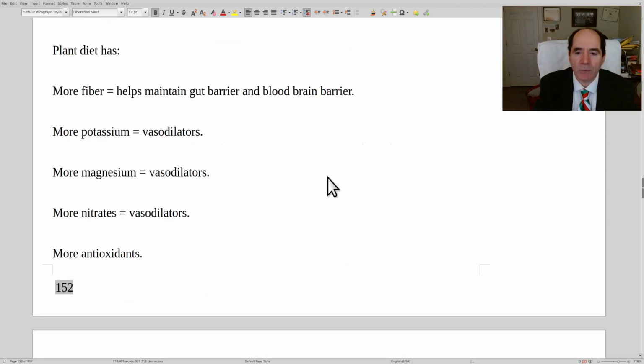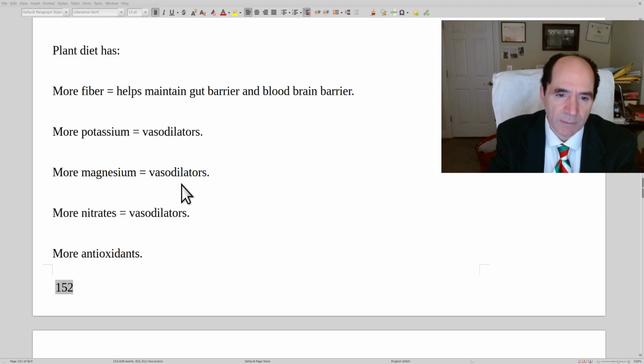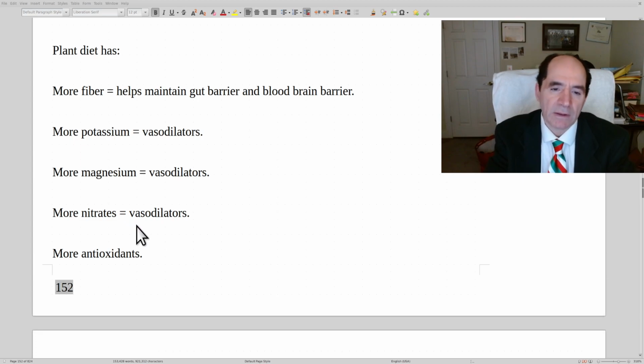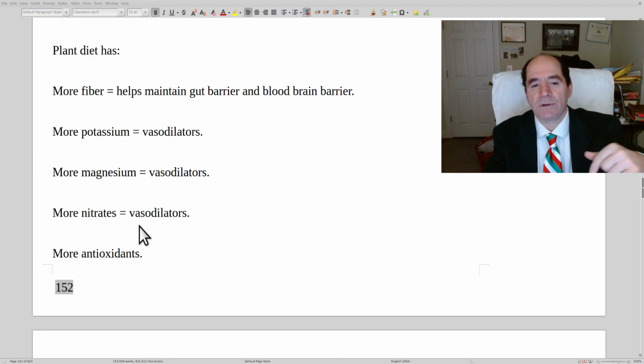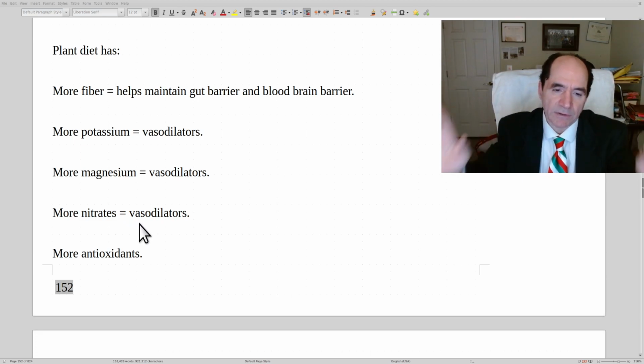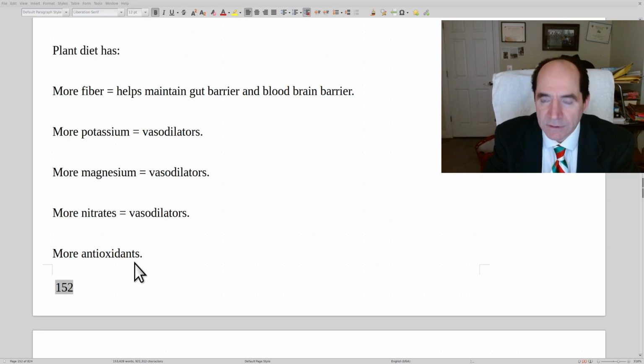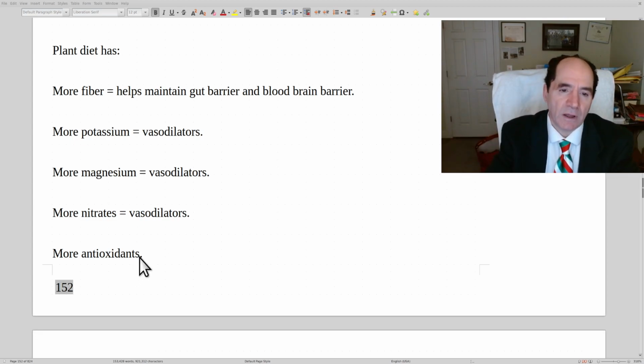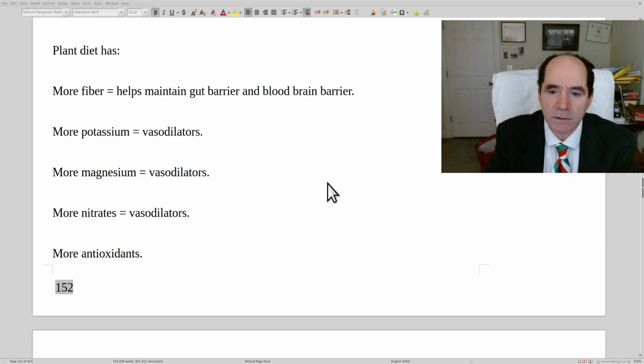Okay, and here's just showing what the plant diet has going for it. You get more fiber, that protects your gut barrier, and that also protects your blood-brain barrier. You get more potassium, those are your vasodilators like we talked about. The magnesium vasodilator, more nitrates, that's NO3. Gets converted in your mouth to NO2, gets converted in your stomach to NO, systemic vasodilation. Sunshine also releases nitric oxide precursors from the subcutaneous region, okay? You get more antioxidants that help protect you from oxidative stress and all those problems, helps your mitochondria to run better. So it's all good.